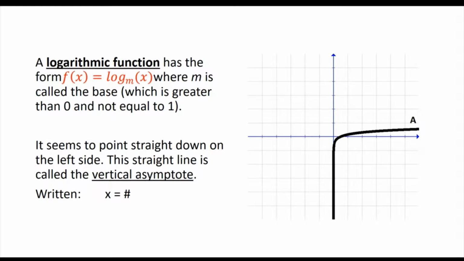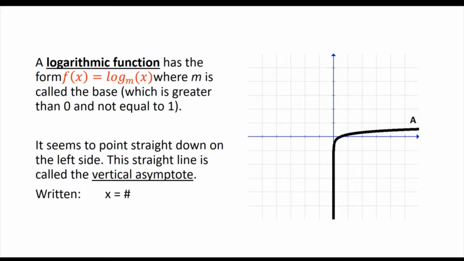A logarithmic function has the form f of x equals log base m of x. Just like before, m is our base. It's going to be a positive number, so greater than 0, and it's not equal to 1. You read that log base m. The m is physically smaller than everything else in the equation. It's a subscript there. If you look at the graph over here on the right-hand side, it seems to point straight up and down on the left-hand side. That is your vertical asymptote. Remember, vertical asymptotes are written x equals a number.